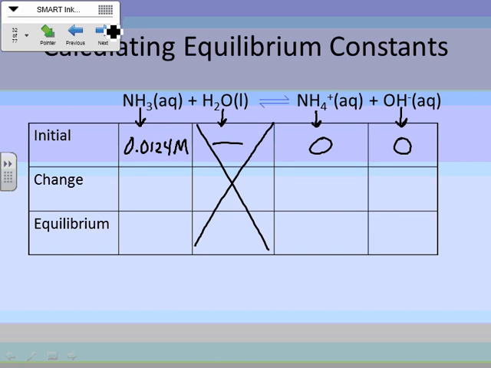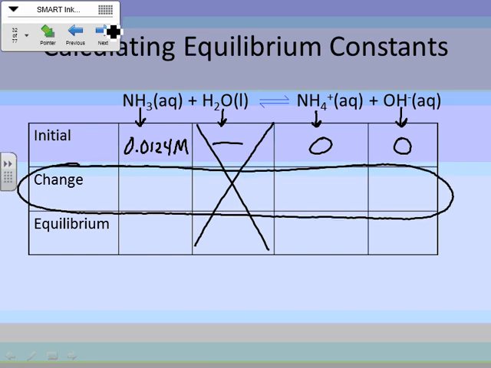Now, here's another very important thing. The change row is where you use stoichiometry. You do not use stoichiometry any other time in these ICE tables except in the change row. This is where you use the coefficients in the equation, and it's the only place where you can, because if one thing changes by a certain amount, we can tell how everything else changes.